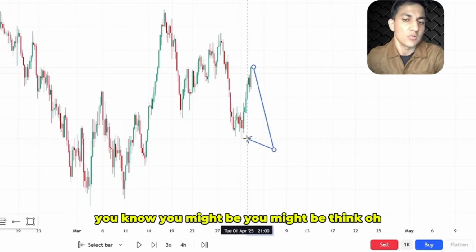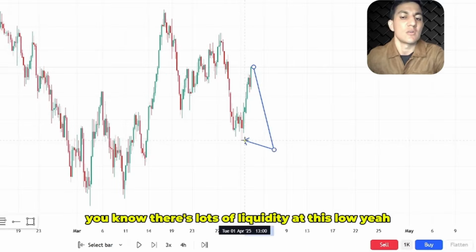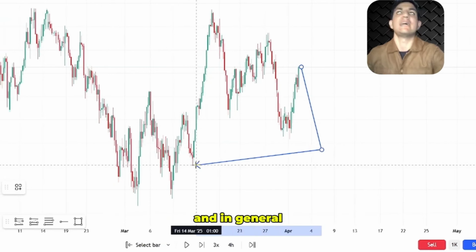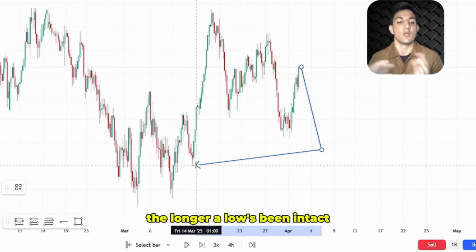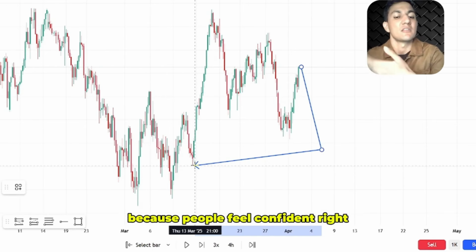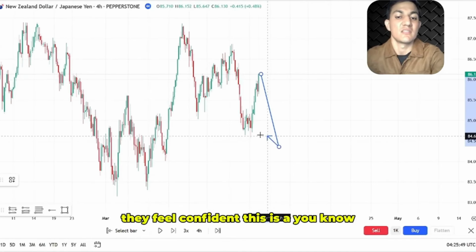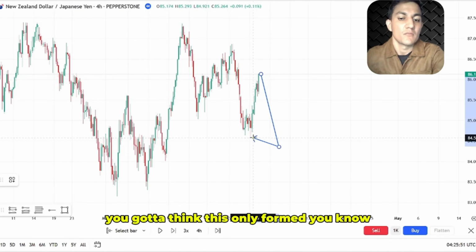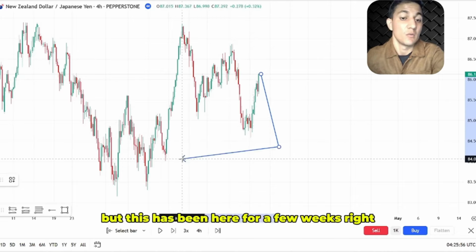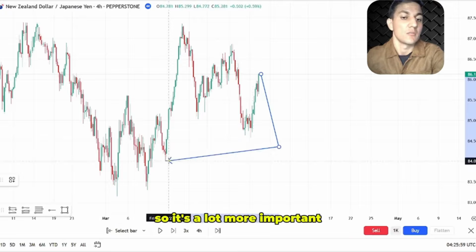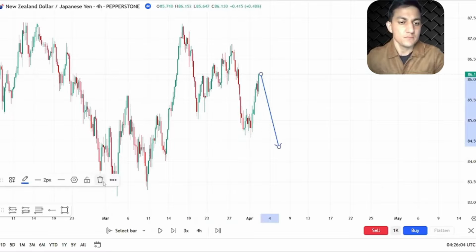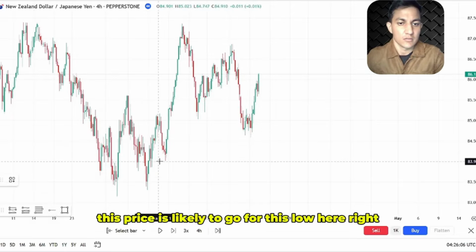It can go for this low. You might be thinking, oh, there's lots of liquidity at this low. Yeah, there can be, but this low here, I like a lot because it's been here for a while. And this is a general rule of thumb: the longer a low's been intact, the more stop loss orders there are there, because people feel confident. This low here only formed maybe 2 days ago, where this has been here for a few weeks. So it's a lot more important, especially these lows here. So what that really means is, for our target, price is likely to go for this low here.